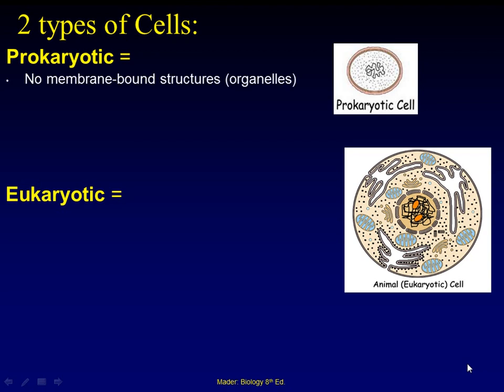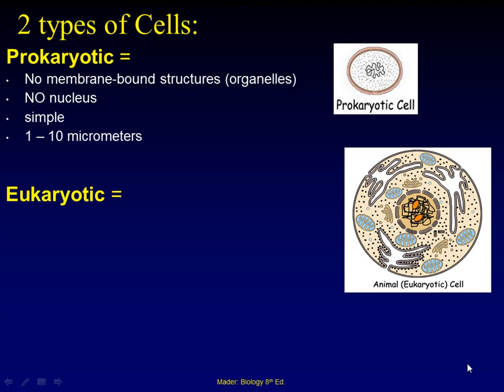Okay, just to get it in your notes, make sure everybody's got it. Prokaryotic cells don't have any membrane-bound structures, and the most prominent of those is the nucleus. So prokaryotic cells do not have a nucleus. They are very, very simple when compared to eukaryotic cells. Extremely simple. They are very small. They are from 1 to 10 micrometers on average.